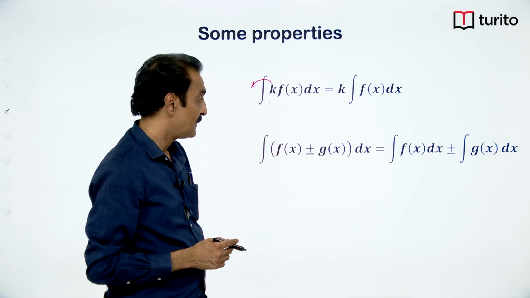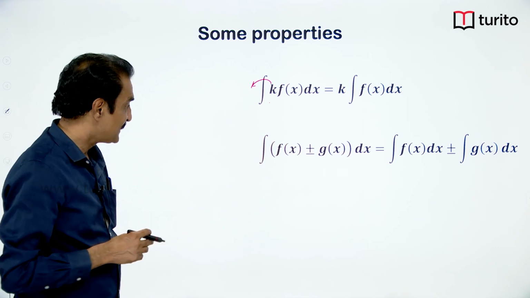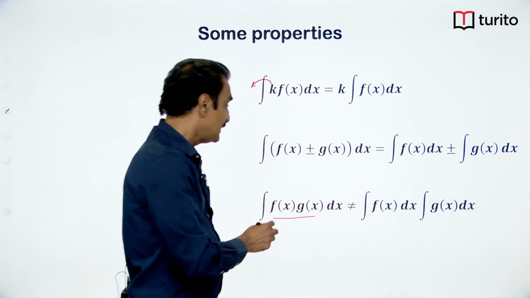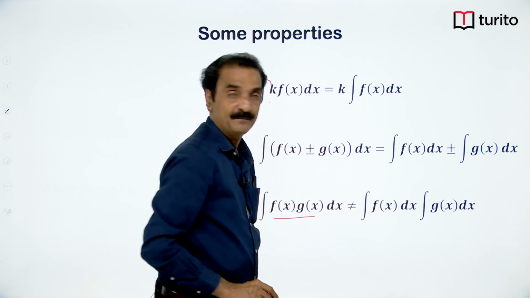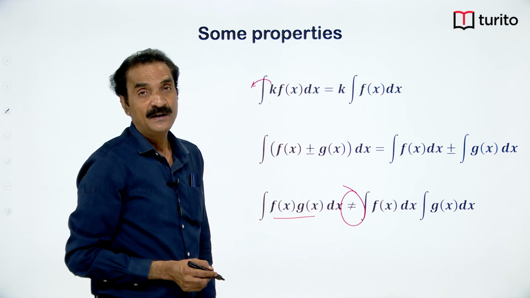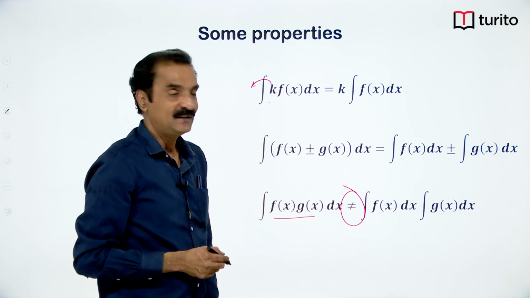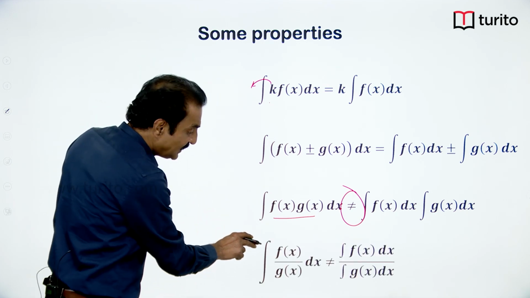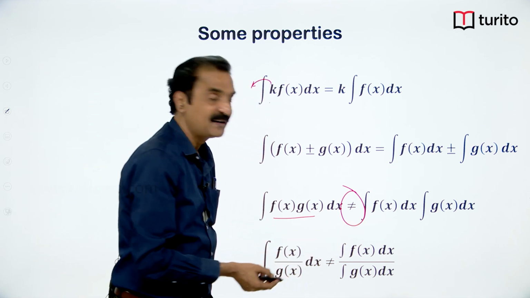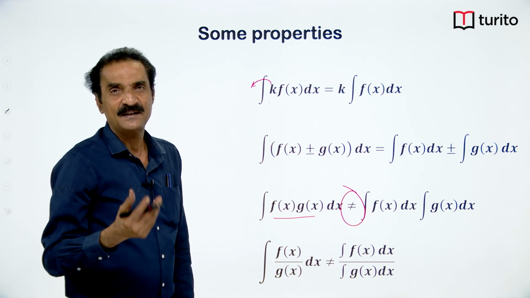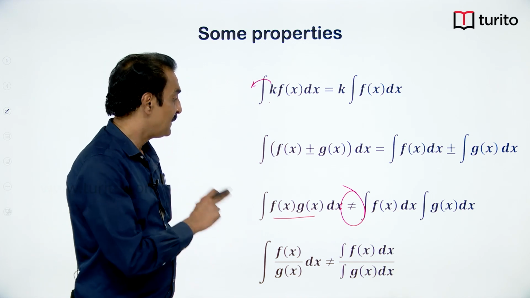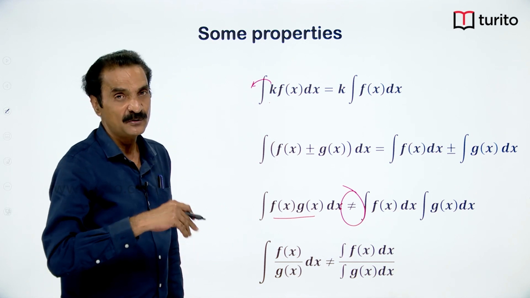This is another formula. But if it is a product, when you are integrating a product f of x into g of x, we should not integrate separately and multiply. This is not equal to integral f of x into integral g of x. Similarly, when you have integral of f of x by g of x, we should not write it as integral f of x by integral g of x. There are some methods to calculate this kind of integrands, f of x into g of x or f of x by g of x, we are going to learn later.